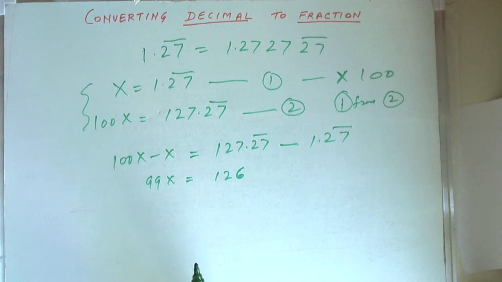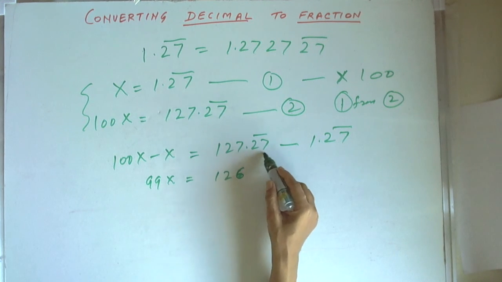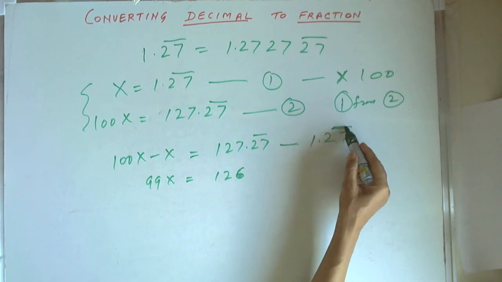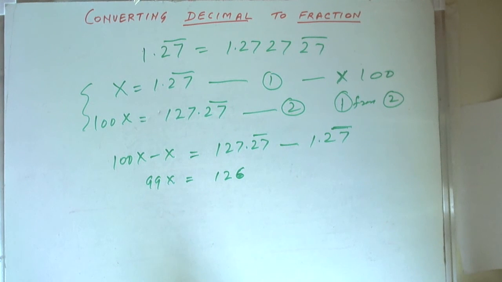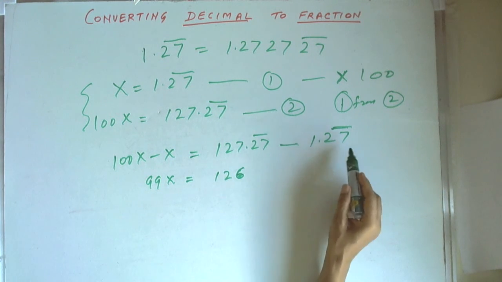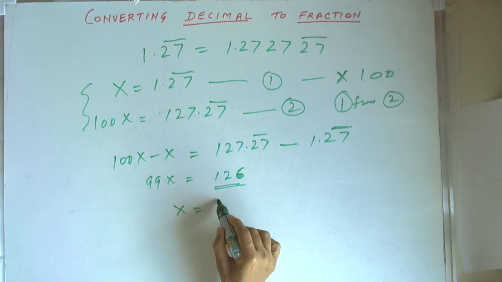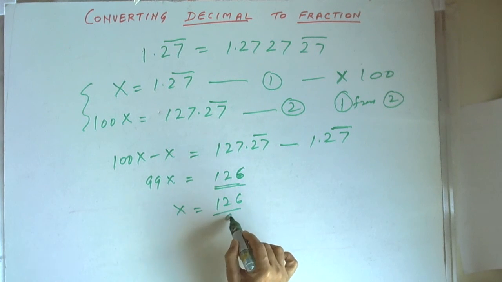So basically learn one thing: our main objective is that on the right hand side we are able to get rid of the repeating decimal. So we need to manipulate these two equations in such a fashion that we are able to first eliminate the repeating decimal. So we have got 126. Now x is equal to 126 by 99.